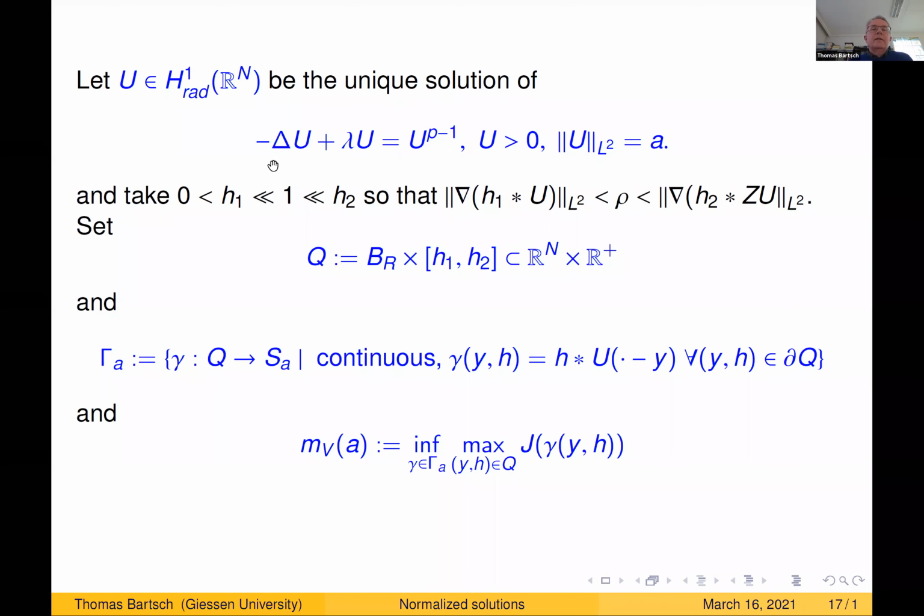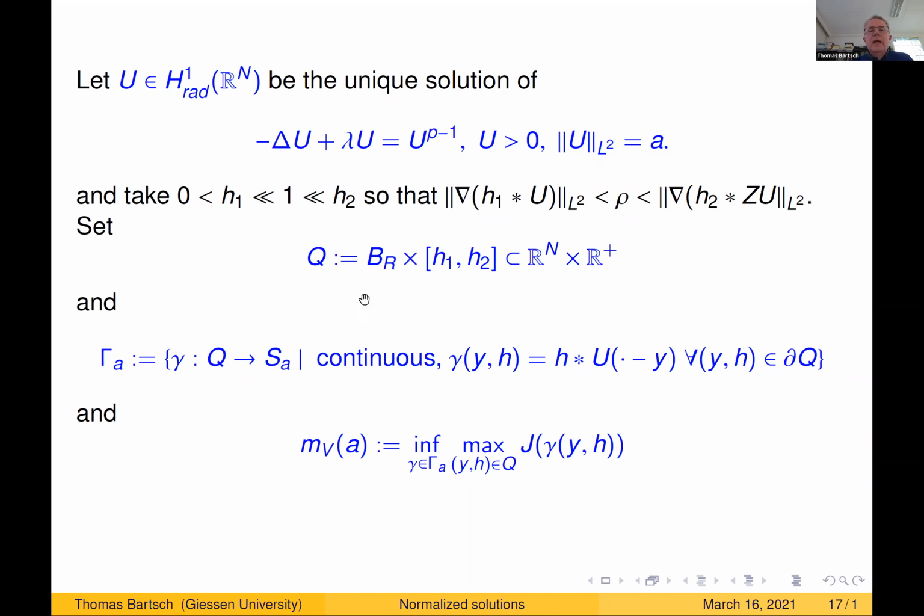So we start with the unique positive radial solution of this problem here with the prescribed L2 norm of u. Then there's also a particular value of lambda. There's a unique solution. And then we look at H1 star u and H2 star u for H1 small and H2 large. If H1 is small, then this converges towards 0. And if H2 is large, this converges towards infinity.